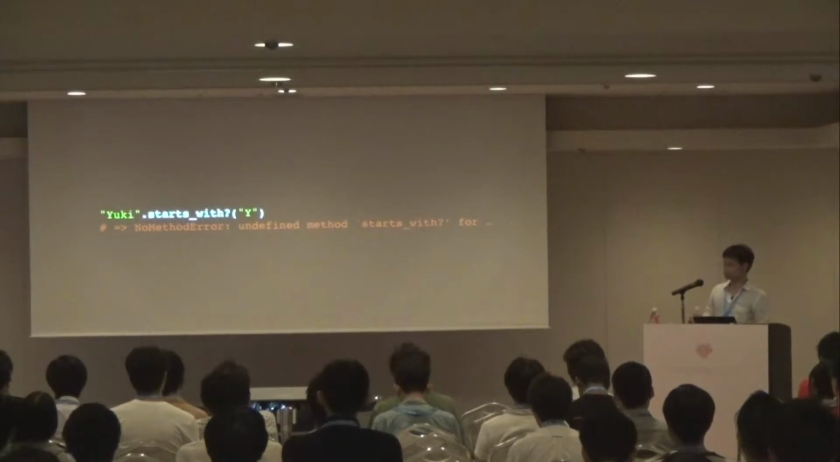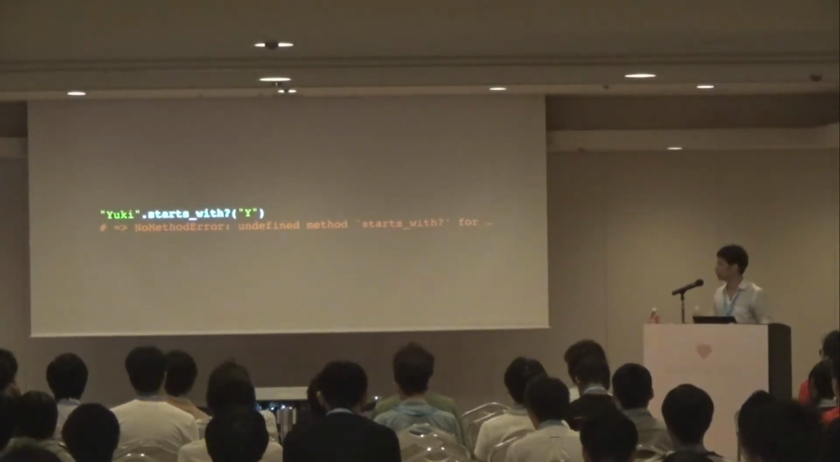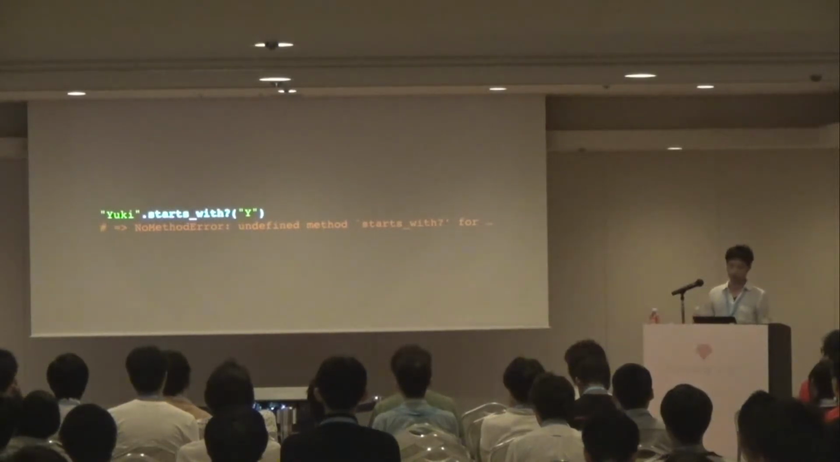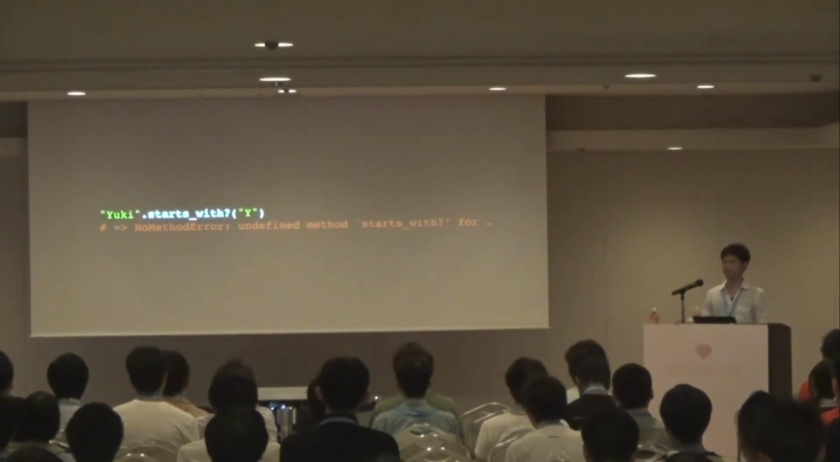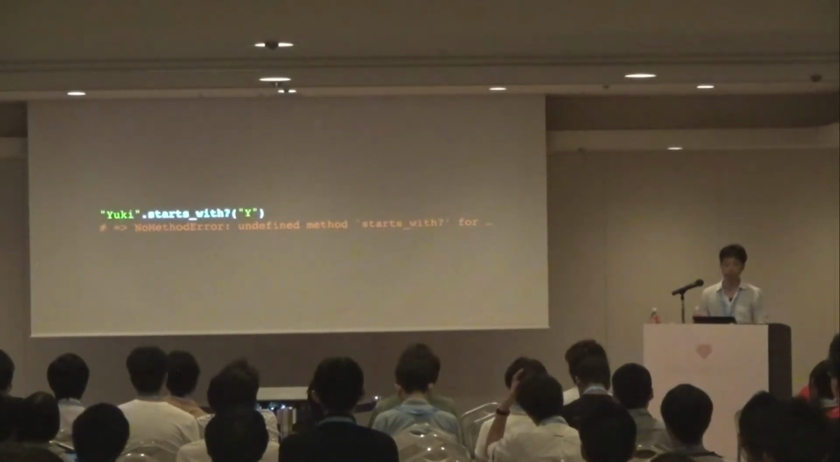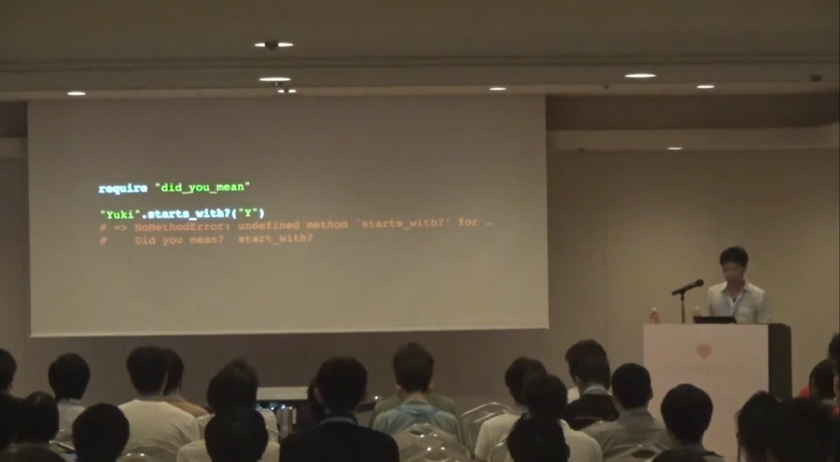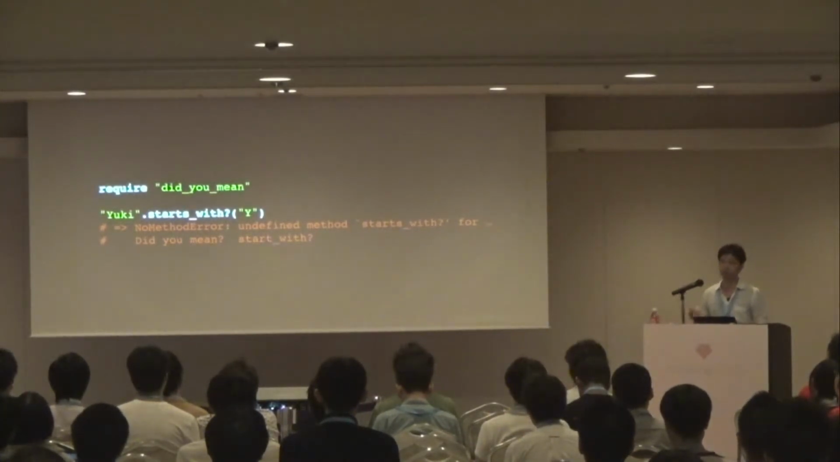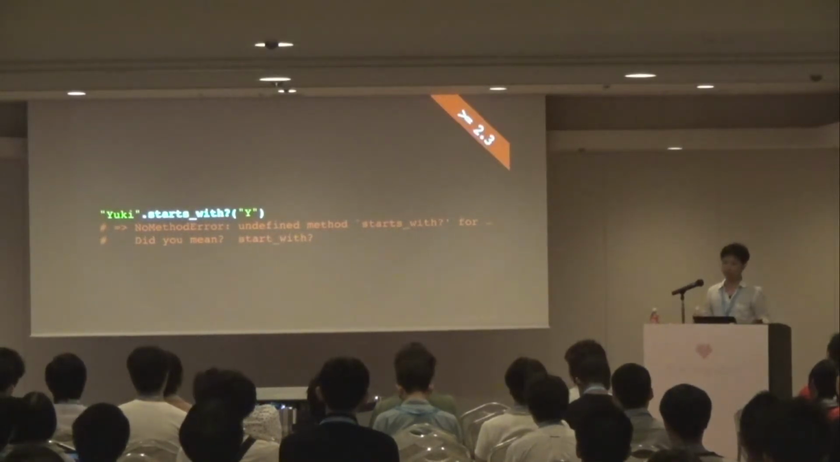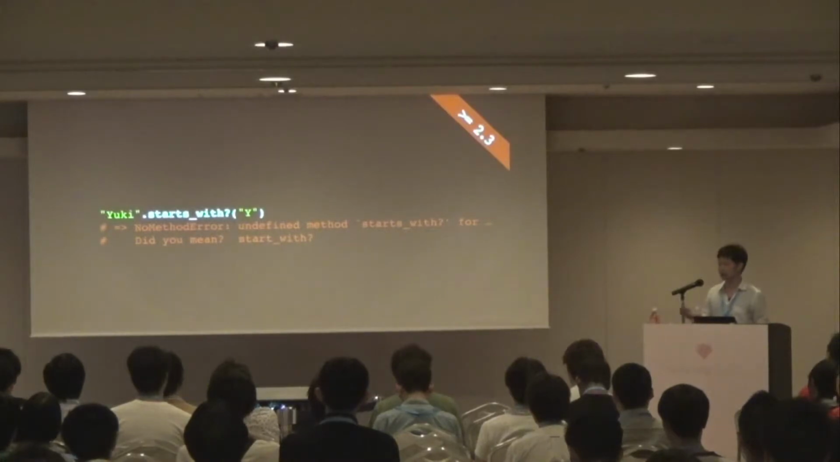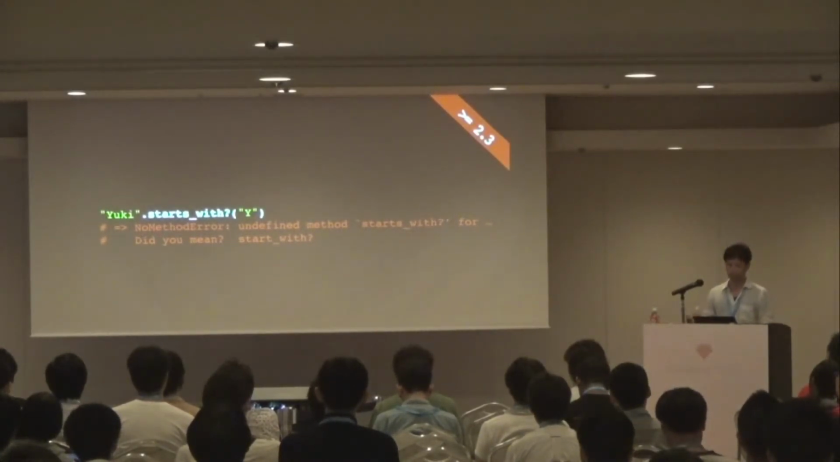So let's say you have code that looks like this, which is just a string, and that calls a method called starts with. It actually doesn't work because starts_with is an alias that Rails defines. So in pure Ruby, you can't actually call that method on a string. But if you require the DidYouMean gem, it looks up the correct method name as soon as you get an error. And since Ruby 2.3, you no longer have to require it because Ruby automatically requires that gem.